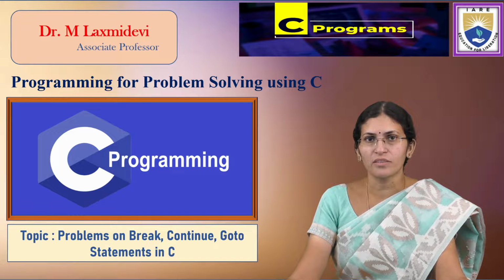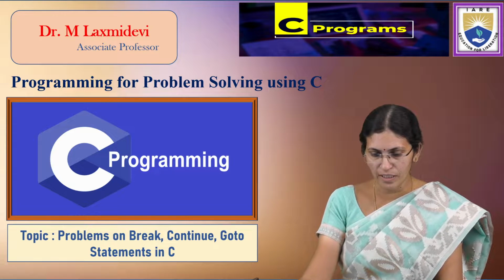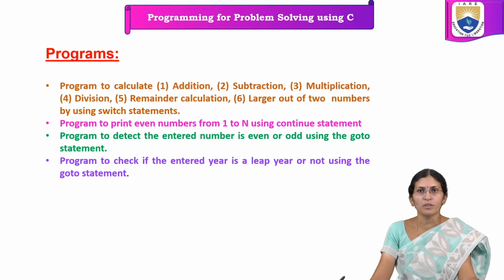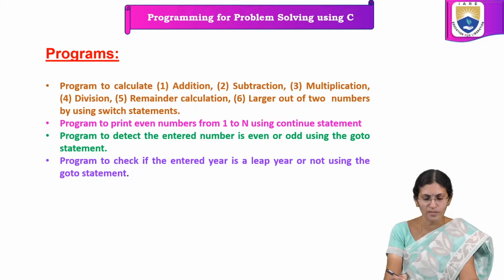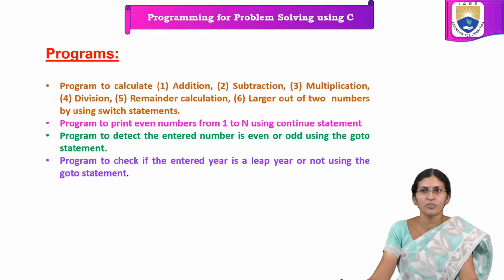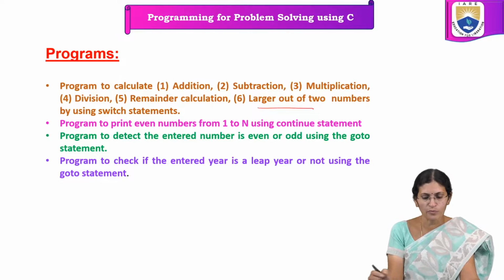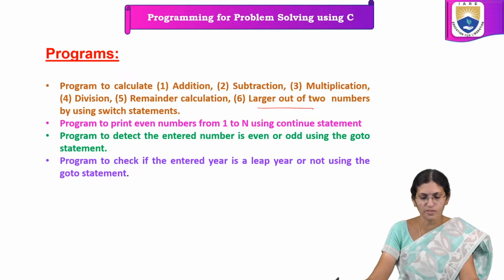In this video lecture, we'll see some of the programs based on break statement, continue and goto statements in C programming language. So these are the programs we are going to see. First one is a program to calculate addition, subtraction, multiplication, division and remainder. And apart from this, we are also going to find out the larger of two numbers by using switch statements. So the first program is by using switch statement.